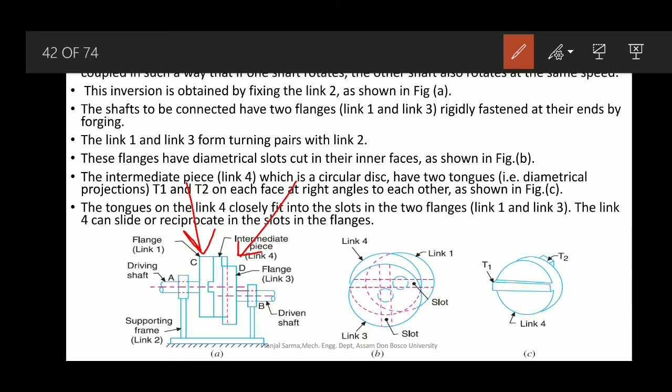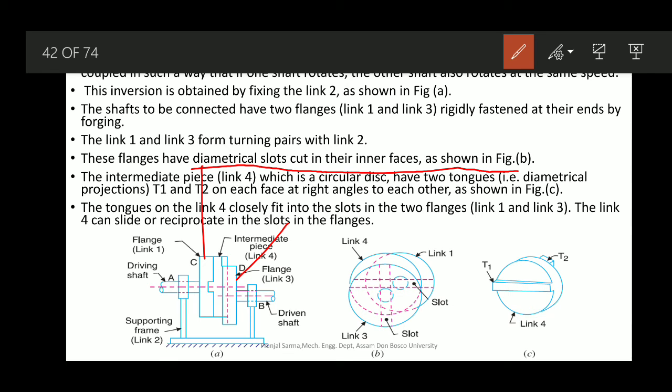So basically they are connected with another intermediate piece, and both the intermediate piece as well as the face of both these flanges have certain design modifications so as to accommodate or so as to connect. So what basically happens? So here this is the intermediate link, okay, link 4. Okay, so now what basically happens, the flanges, these two flanges, this and this, okay, they have diametrical slots cut in their inner face.